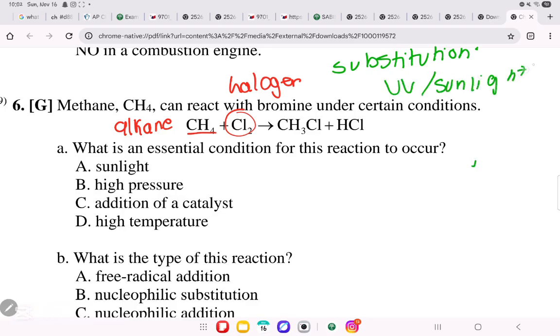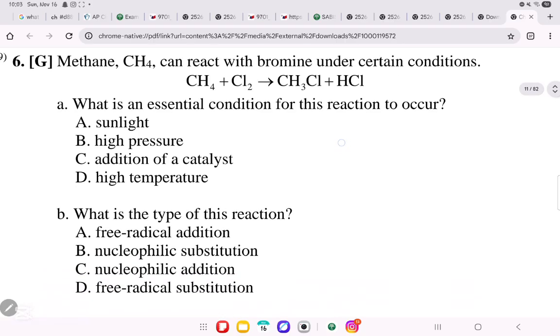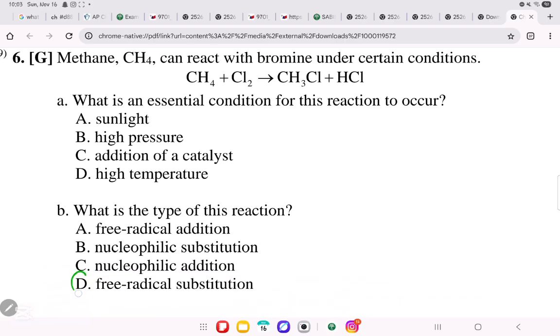And what do we need? We actually mainly only need UV light and sunlight. Now, what is this type of reaction? Whenever you see halogenation of an alkane, you directly say this is free radical substitution. So it is a free radical substitution. We didn't take any free radical addition, and we didn't take any of these for the alkane. We're gonna move on to part C.